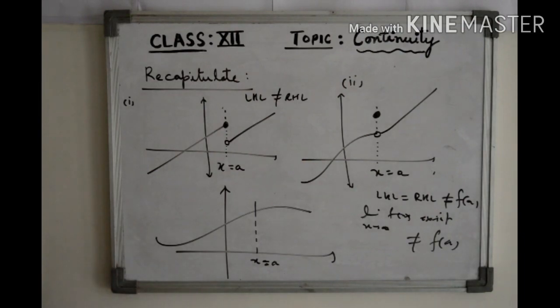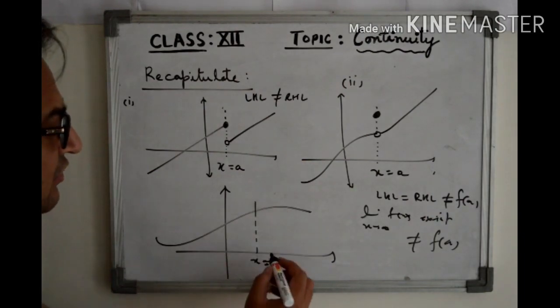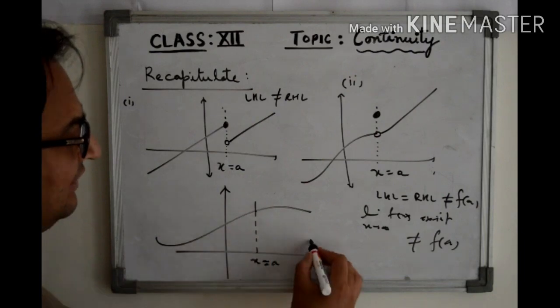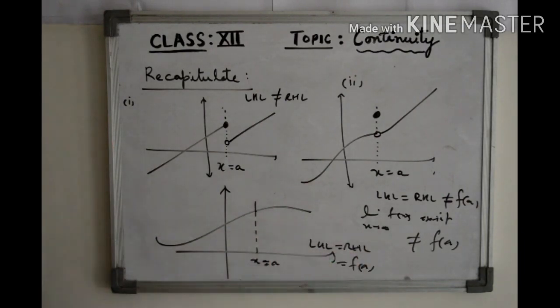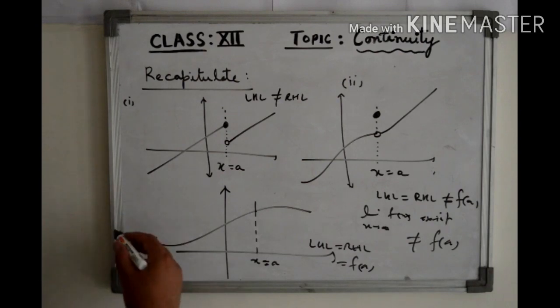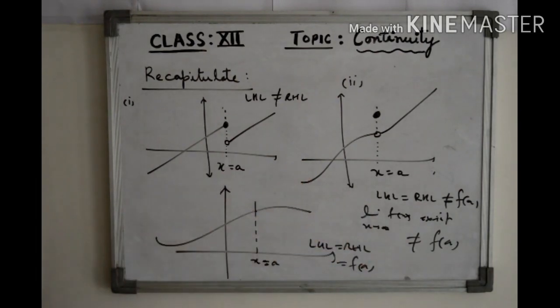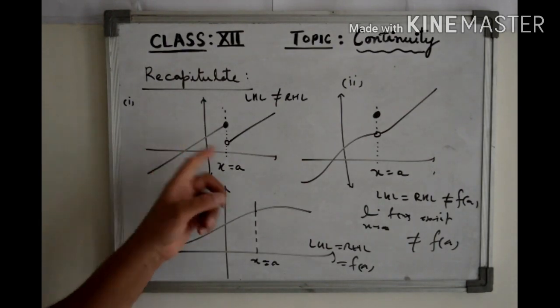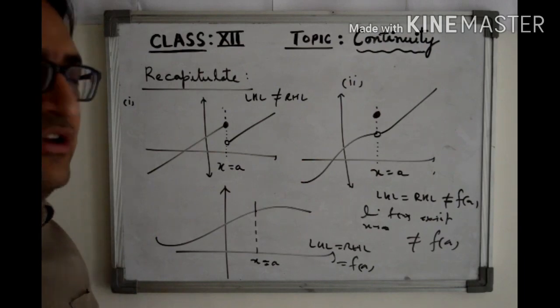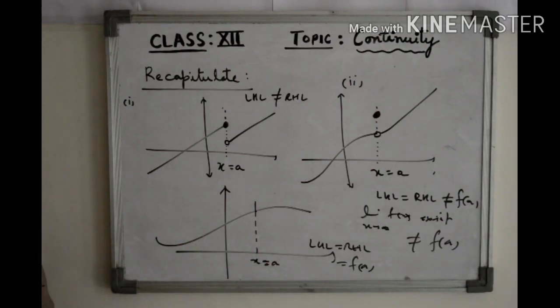And in this last figure, as you can see, at x equal to a, the LHL, the RHL and the value of the function at a, all three things are equal. So we say a is not a point of discontinuity, and you can see from the graph, I can draw the graph in a single stroke. There is no point of discontinuity for this function. Here at x equal to a, there is a point of discontinuity. Here at x equal to a, there is a point of discontinuity, but in this case we have continuity at point a.